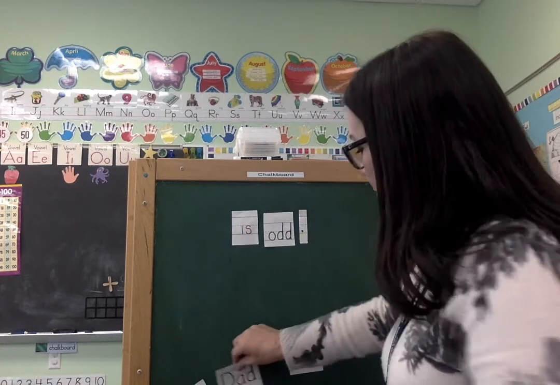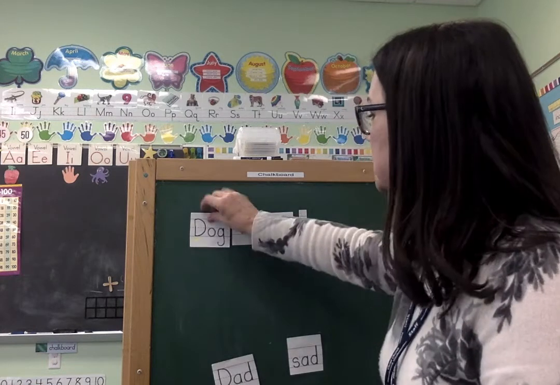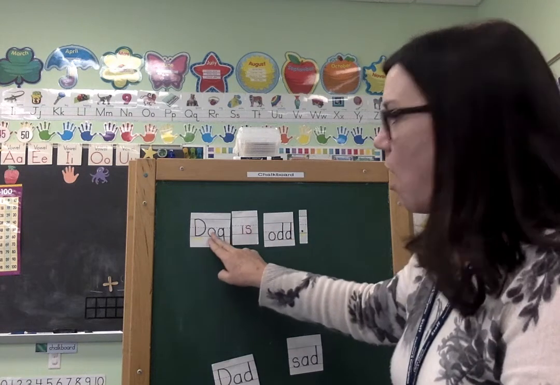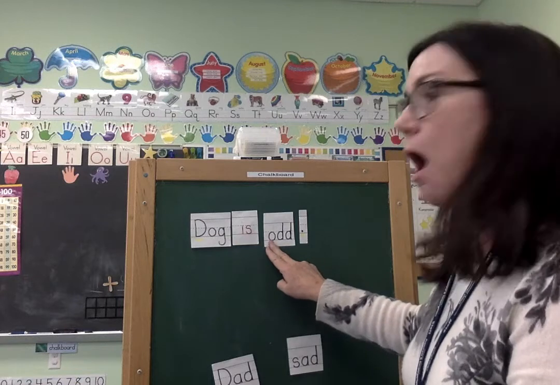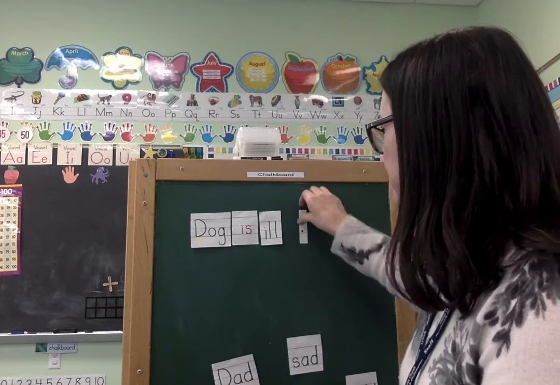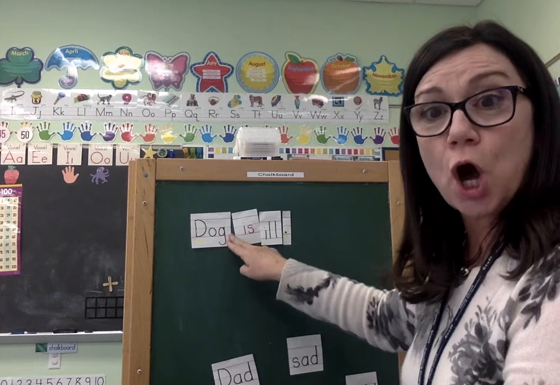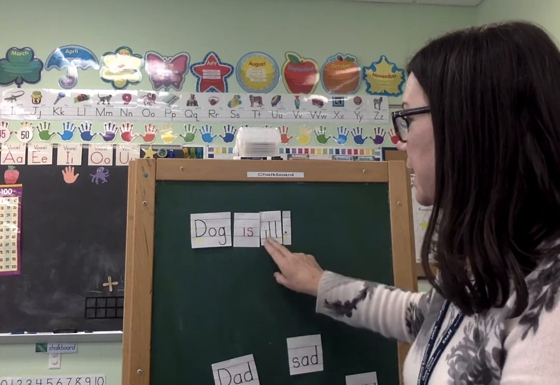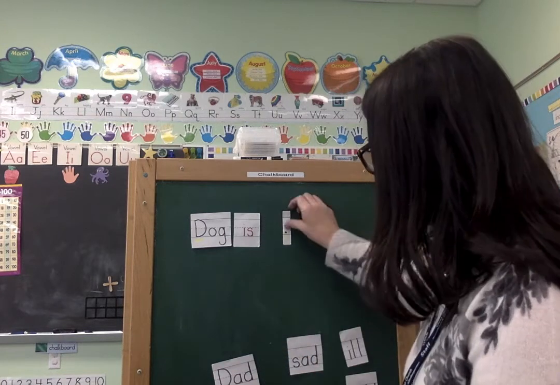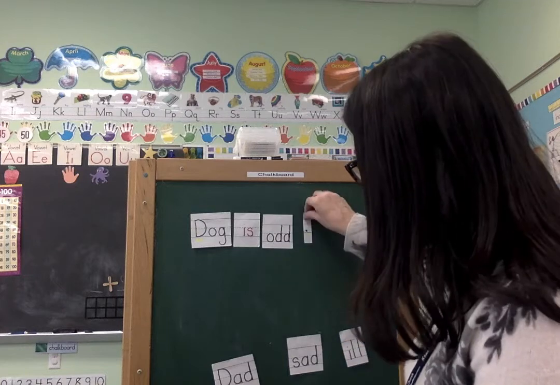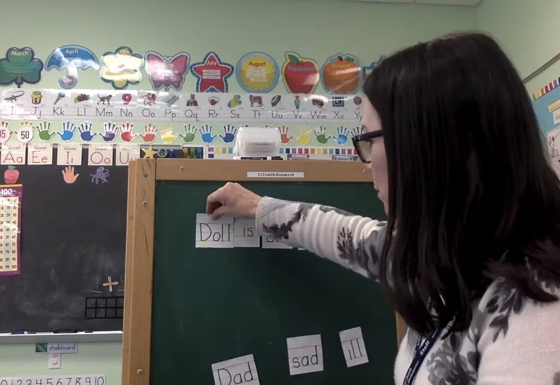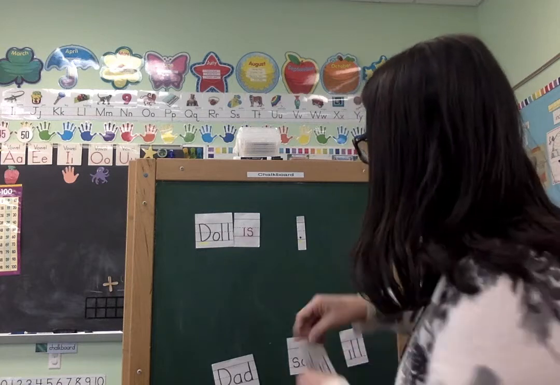All right, now let's change the subject of our sentence. And let's change it to dog. I didn't change the end of my sentence now, so maybe I'll recognize that ending word. Dog is odd. Dog is odd. Uh-oh. Didn't change this. Dog is ill. Dog is ill. Dog is odd. Now I'm going to change dog to another word. And I'm going to change the ending this time too.